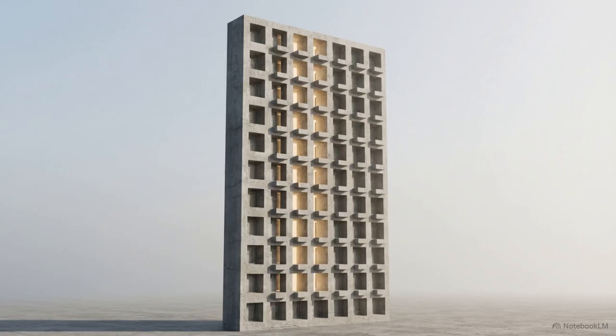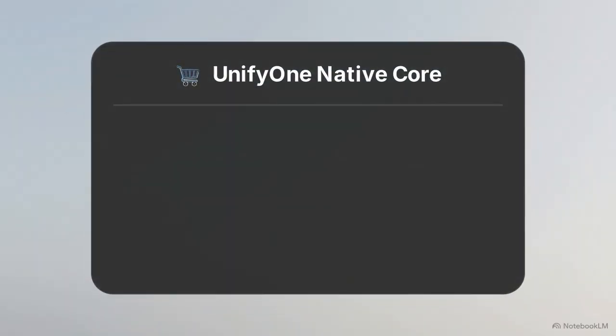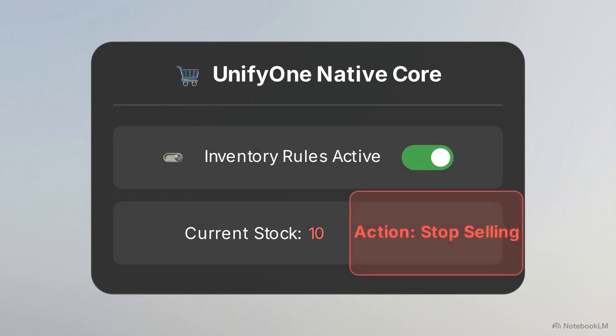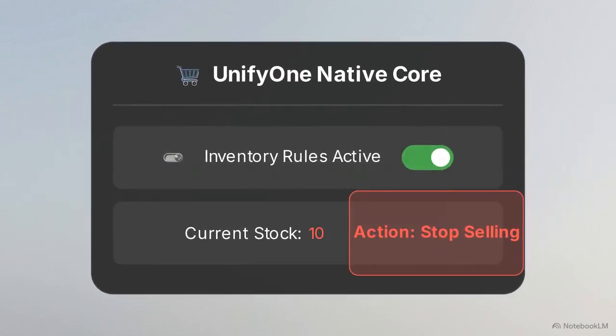Phase 2 involves raising the walls by importing your product catalog. These files form the load-bearing structures of your commerce system. Define your inventory thresholds and order processing rules natively within Unify One. Native configuration avoids the vulnerabilities associated with fragile third-party plugins.